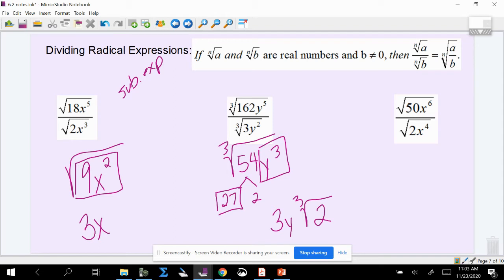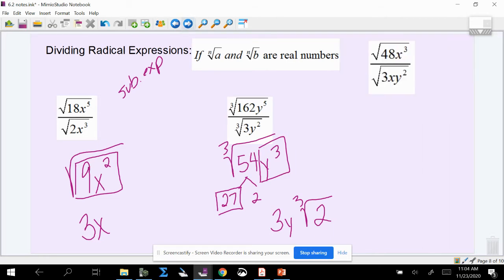Last one on this slide, we're going to divide 50 divided by 2 and get 25. And then x to the 6th divided by x to the 4th is just going to be x squared. Everything here is perfect. Square root of 25 is 5, and the square root of x squared is just x. So nothing left under the radical because everything was perfect.